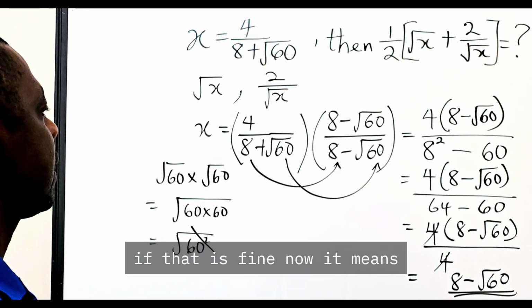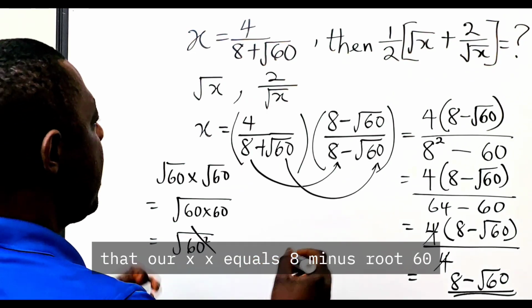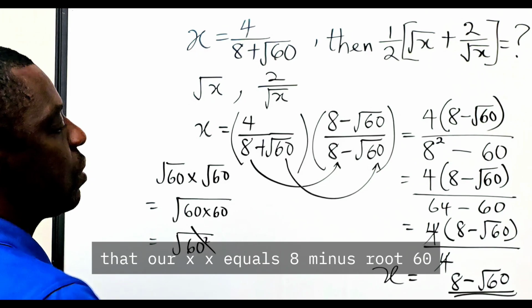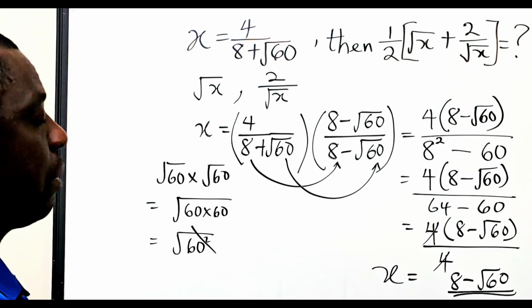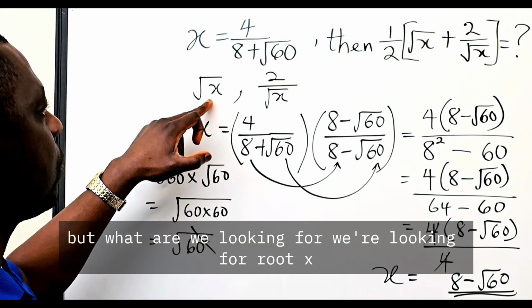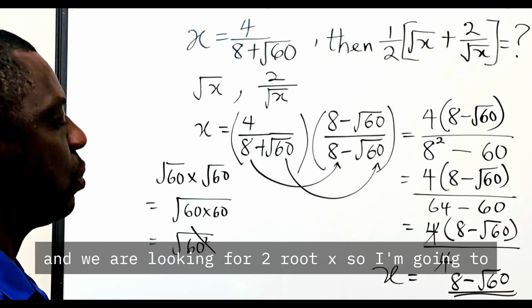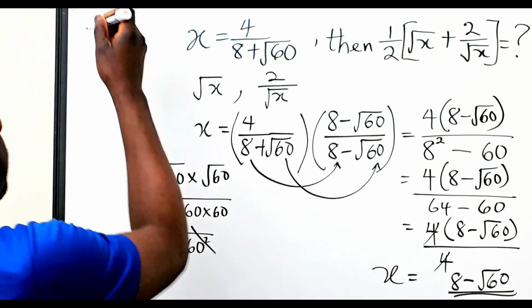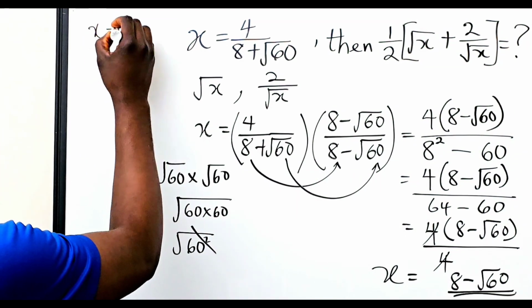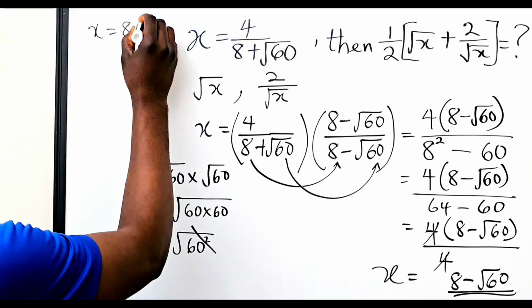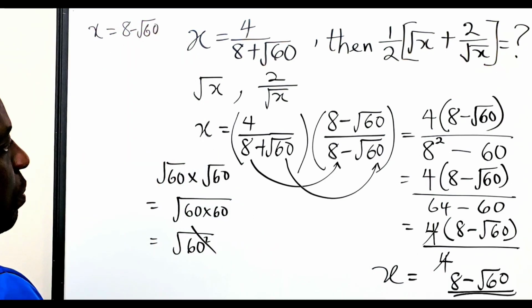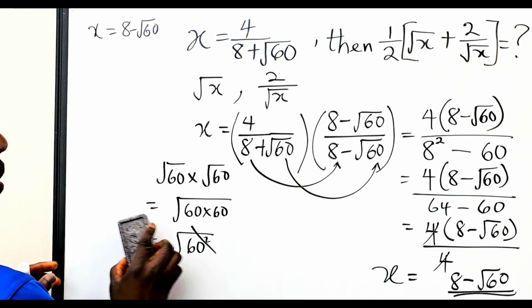If that is fine, now it means that x equals 8 minus root 60. But what are we looking for? We're looking for root x, and we are looking for 2 over root x. So I'm going to write this up here: x equals 8 minus root 60. In that way, I'll be able to take this off.